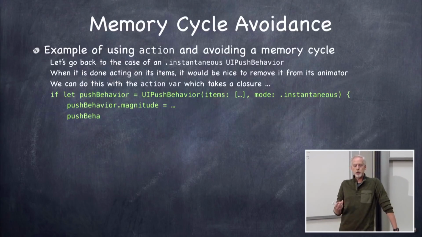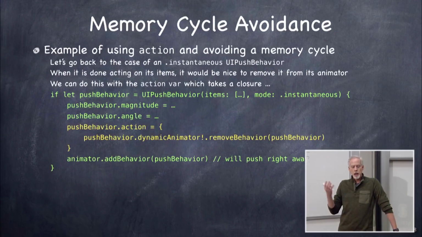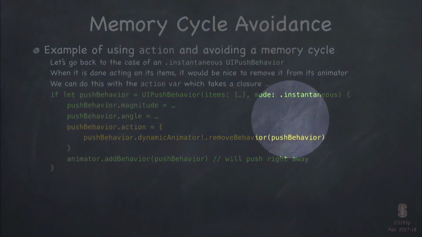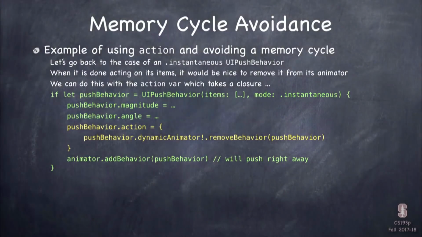All right. Let's go back and talk about that push behavior thing. What I really wanted to do is something like this. I've got this push behavior, and I set its magnitude and its angle, but I really want that push behavior to get thrown away as soon as it pushes, because it's instantaneous. My push here is an instantaneous push, so it's only going to push once, and I want it to get thrown away so it doesn't muck up the heap with a totally useless behavior.